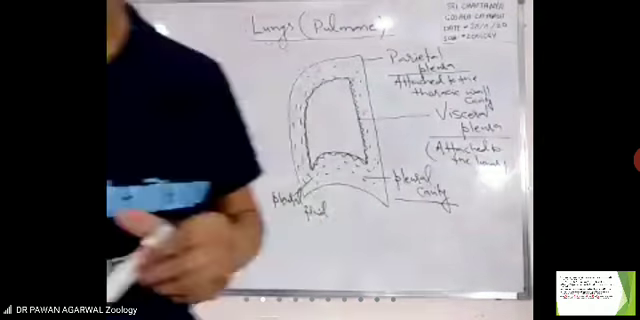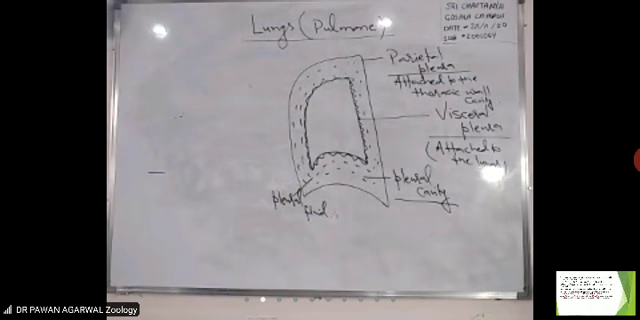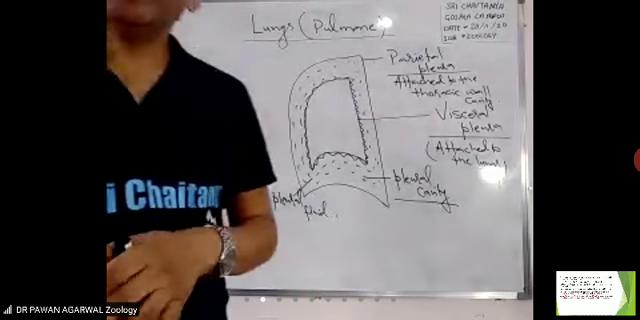So this one is the structure related with the atria. Now coming to the shape. What is the shape of the heart?